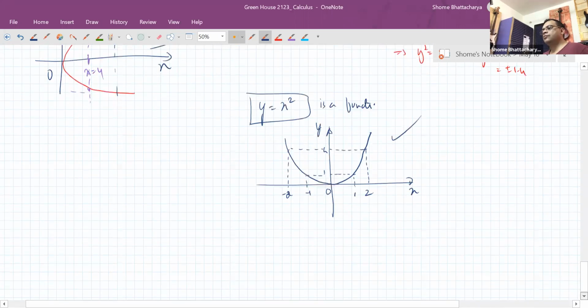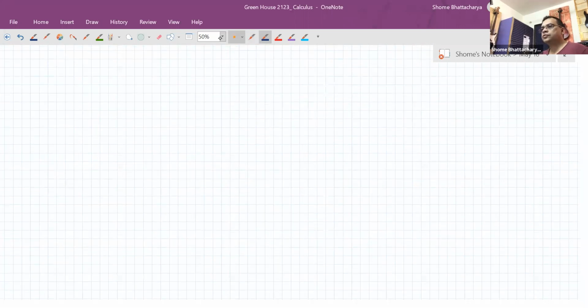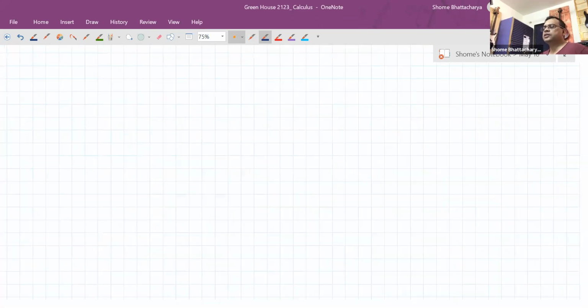Student: Sir, which type of graphs are called parabolas? Yeah, that will come later. The technical name given to these type of graphs is parabolas. Any quadratic curve's graph is called a parabola in general.